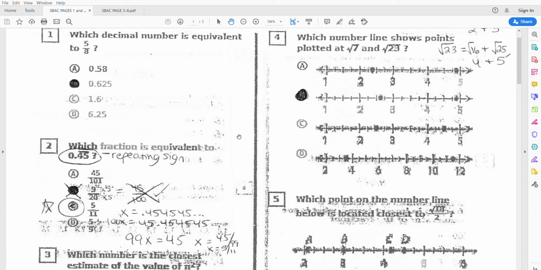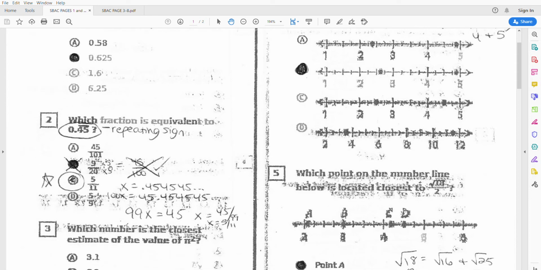Number 2, which fraction is equivalent to 0.45 repeating? Initially, I picked B because I didn't realize there was a repeating sign there, but there is. It's hard to see. So the correct answer with that is C.